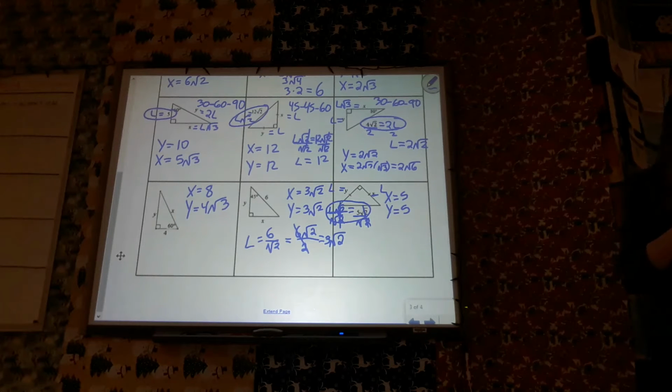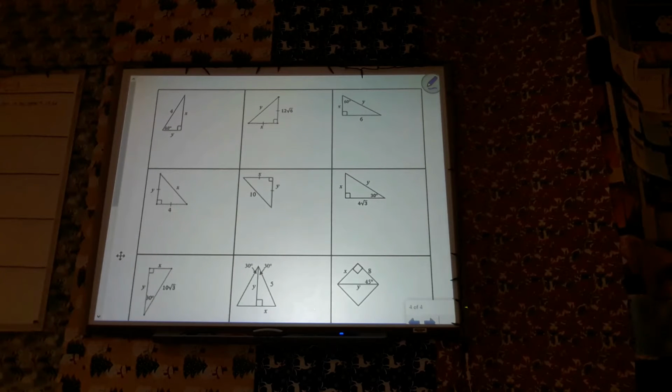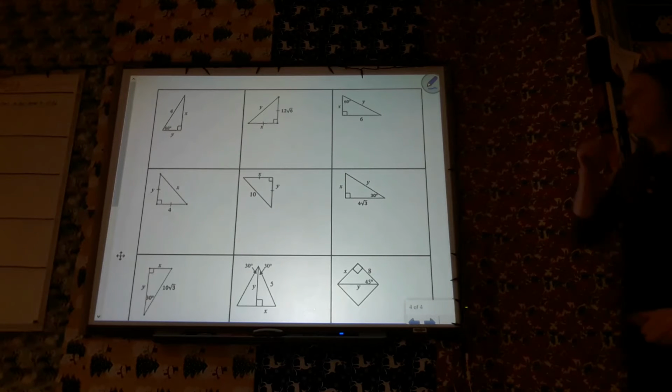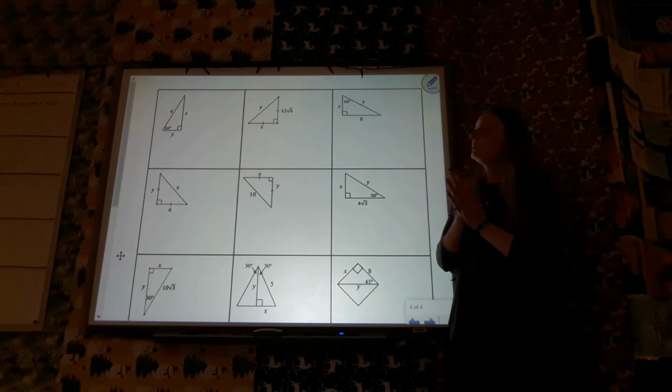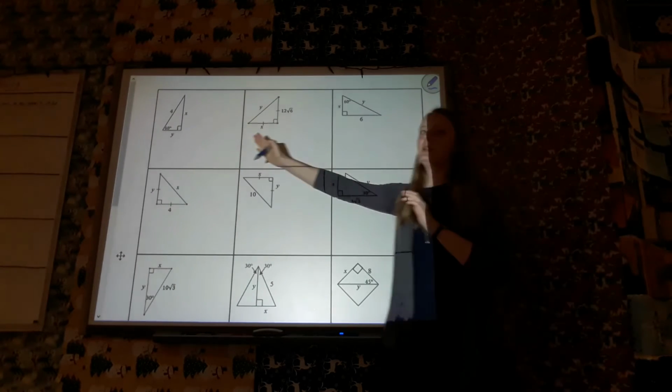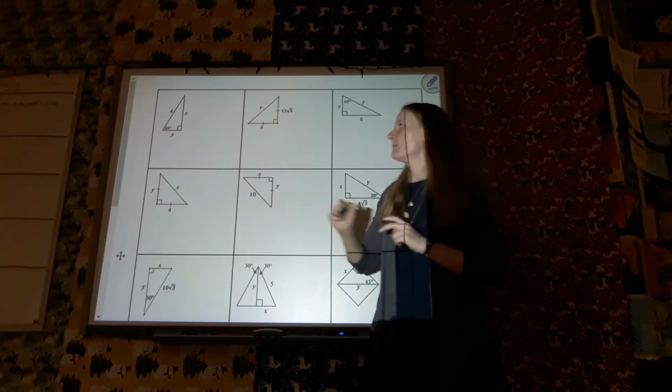Alright, any other questions? Alright, go ahead and turn the page. Practice makes perfect, so we're going to keep doing that. So, which kind of triangle is the one on the top left over here? 30, 60, 90.